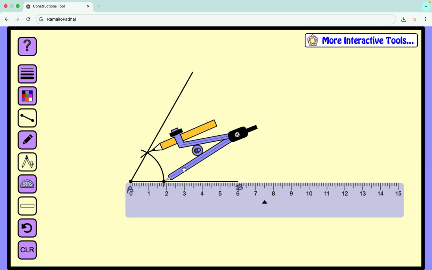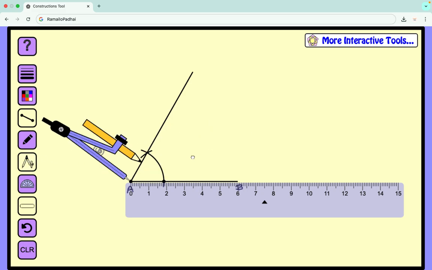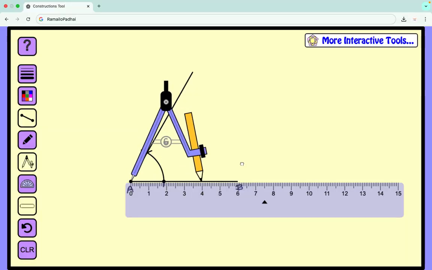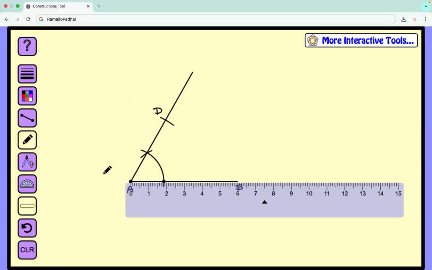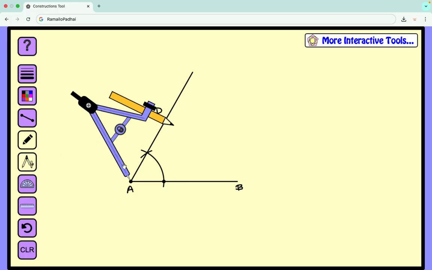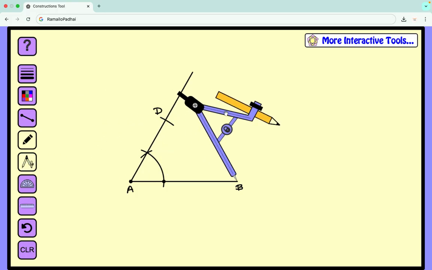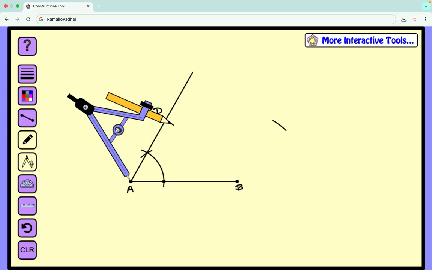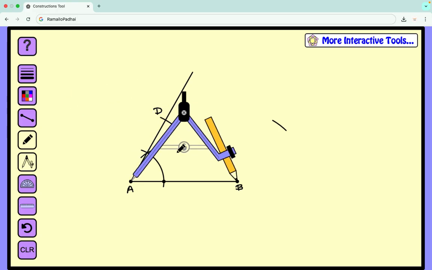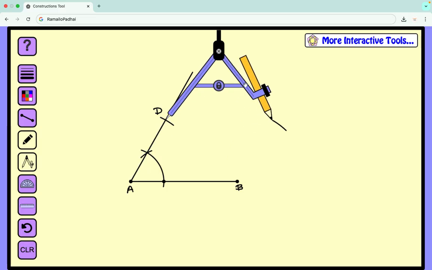So we will measure 4 centimeter with compass, and then, okay, this is 4 centimeter. Fine, this will be D. Okay, so this is D. Now this AD will be equal to BC. So we mark it here, and AB is equal to DC. So DC.